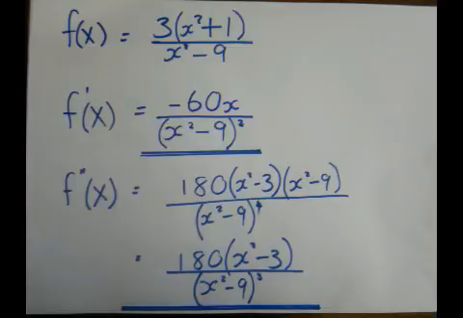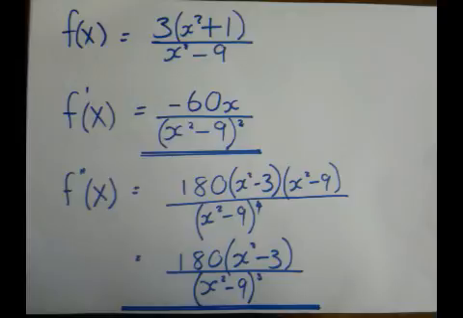In this video, I'm going to show you how to sketch a graph of a rational function. Here's the example: f of x is equal to (3x squared plus 3) all over (x squared minus 9). The first thing we're going to do is find the first derivative. If we solve for this one, we get minus 60x all over (x squared minus 9) everything squared. That will be our first derivative.